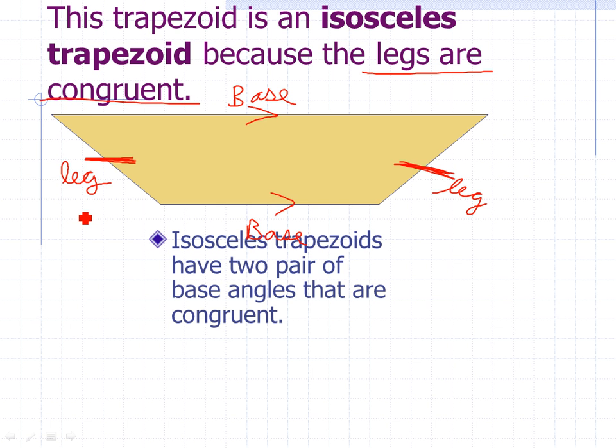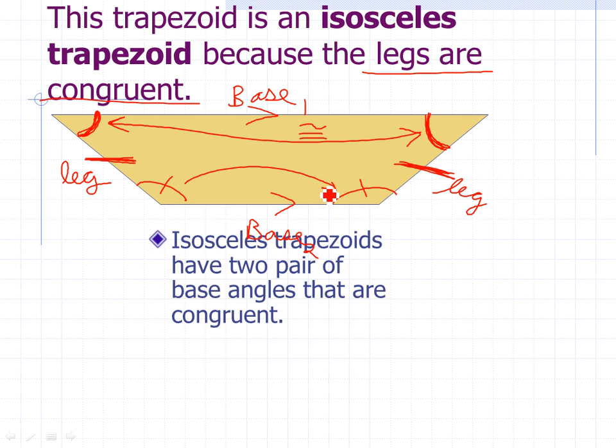All right, so for an isosceles trapezoid, two pairs of base angles are congruent. These are your base angles. We can call this base 1 and this base 2 again if you want. This angle and this angle have to be congruent to each other. Guess what's true about these two angles? They have to be congruent. Now, this only works for isosceles trapezoids. It doesn't work for the others. So these are two base angles. These are two base angles.